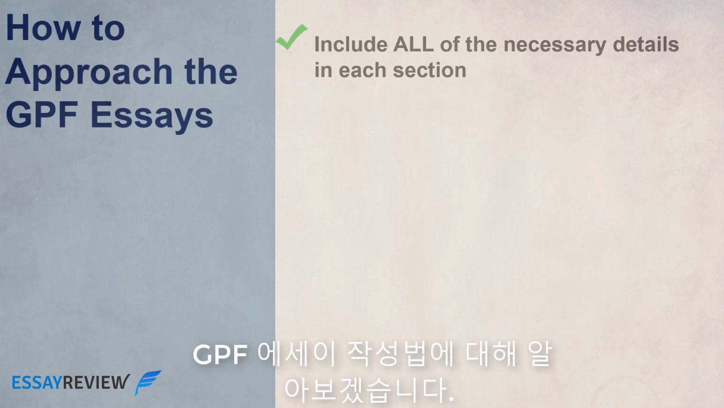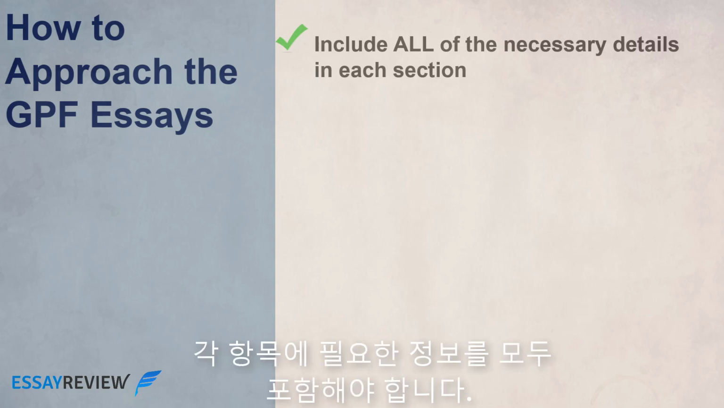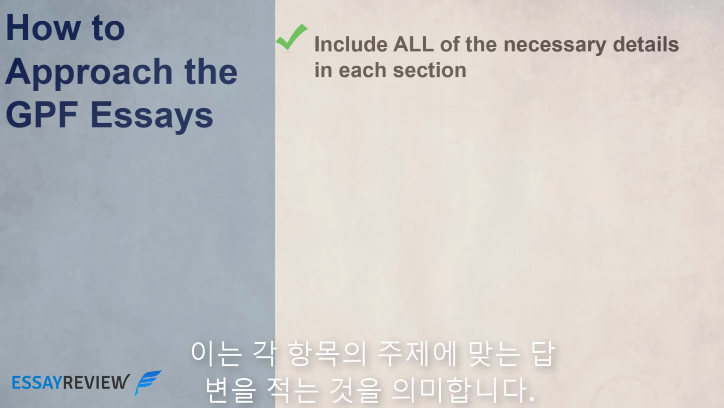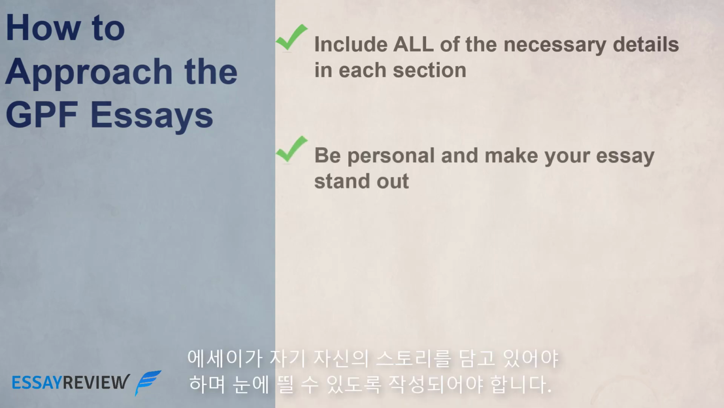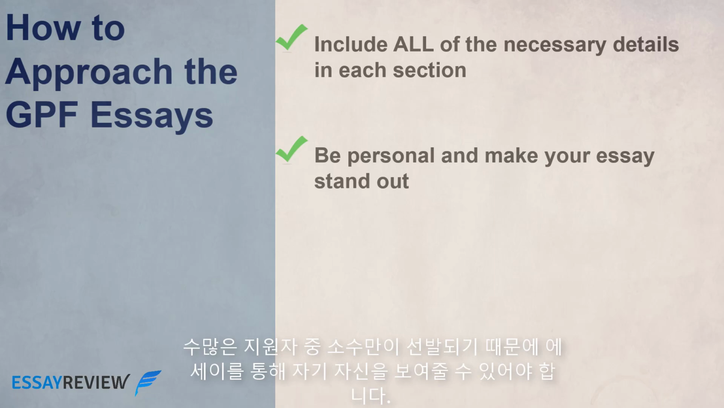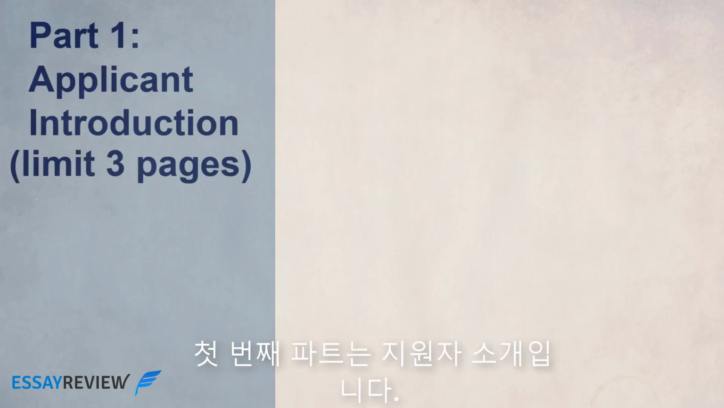Let's look at how to approach these essays. First, you want to include all of the necessary details in each section. This means whatever the prompt is asking for, you need to include this and only this in the section. Be personal and make your essay stand out. Because there are so few recipients this year, there is high competition, and that means you need to show yourself. Part 1 of the GPF essay is the applicant introduction.